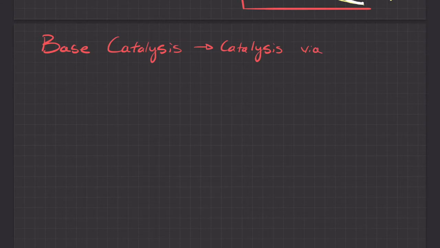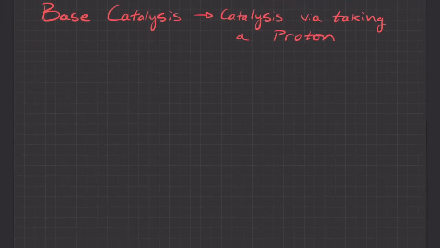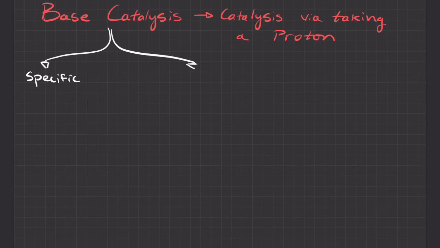Cool, let's look at base catalysis next. Okay, base catalysis is very simple. It's very similar to acid catalysis. Now, this is going to be catalysis via taking a proton because that's the definition of a base, whereas the definition of an acid earlier was catalysis via donating a proton. Anyways, very similar, just the inverse as you would expect.